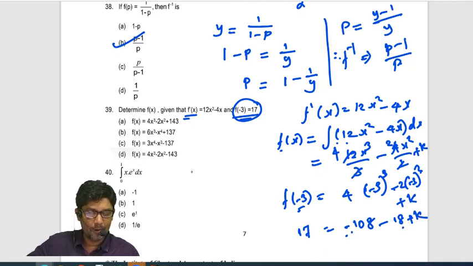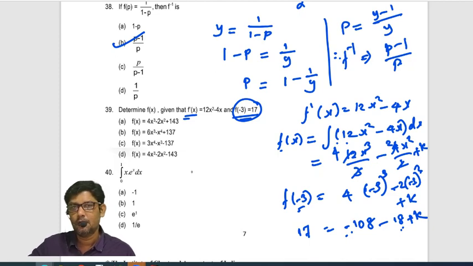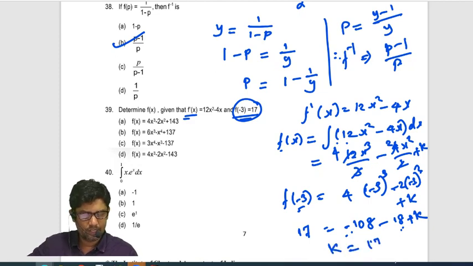So what is minus 108 minus 18? Minus 126. So 17 plus 126, that is 143.